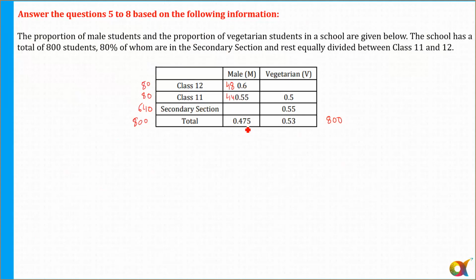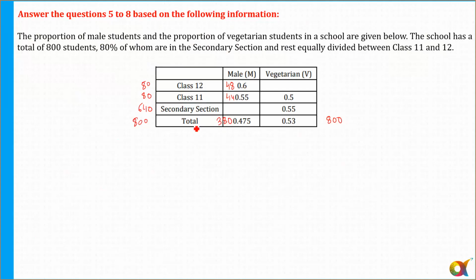But we know that the total number of males is 0.475, means 47.5%. So out of 800, I need to find 47.5%. 50% of 800 is 400. So 5% is equal to 40. And 5% is 40, so 2.5% is equal to 20. So 400 minus 20 is equal to 380. So the total number of males here is equal to 380.